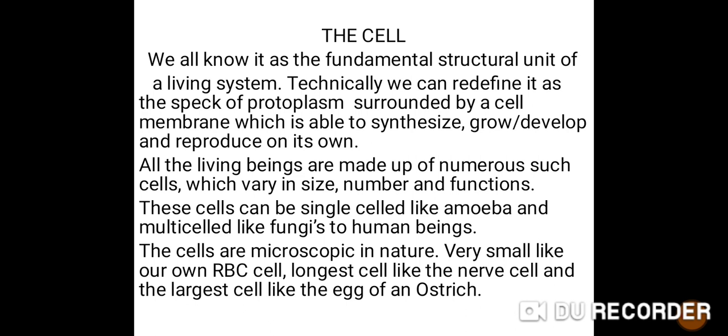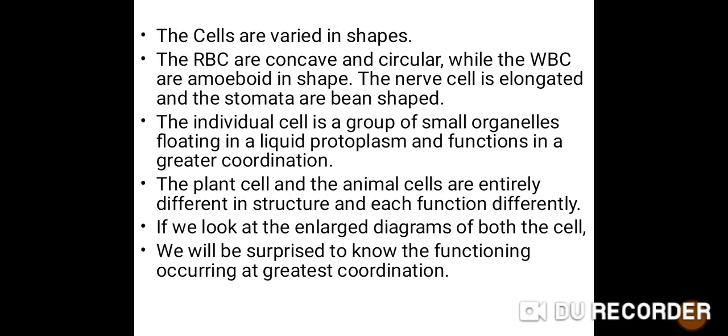The cells are microscopic in nature, and they vary in size. They can be as small as our own red blood cells, which are found in blood, or they can be long like the nerve cell, and they can also be a large cell like the egg of an ostrich. The cells also vary in shape. The RBCs are concave and circular, while the white blood cells are amoeboid in shape. The nerve cell is elongated, and the stomata are bean shaped.